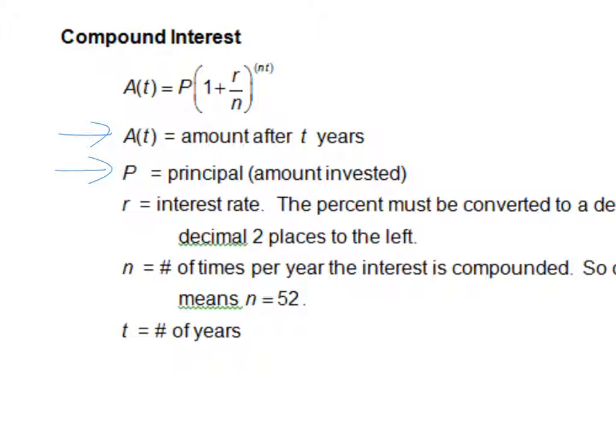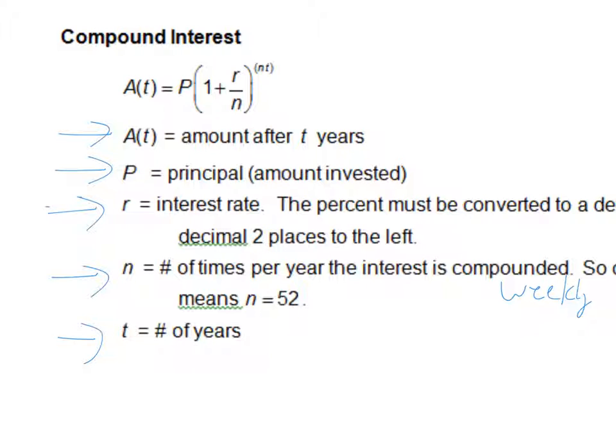r is the interest rate, and the percent has to be converted to a decimal, and so you move the decimal 2 places to the left. Sorry, some of that got chopped off. n is the number of times per year the interest is compounded. So if it's weekly, that's the part that got chopped off. If it's weekly, for example, that means n would be 52 because there's 52 weeks in a year. If it was monthly, n would be 12. And then t is the number of years.